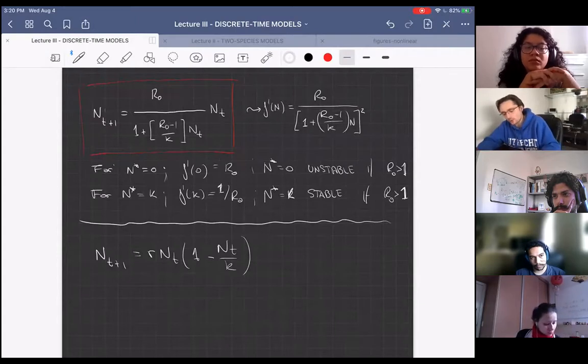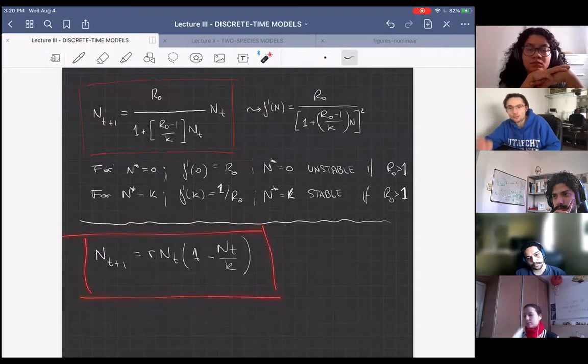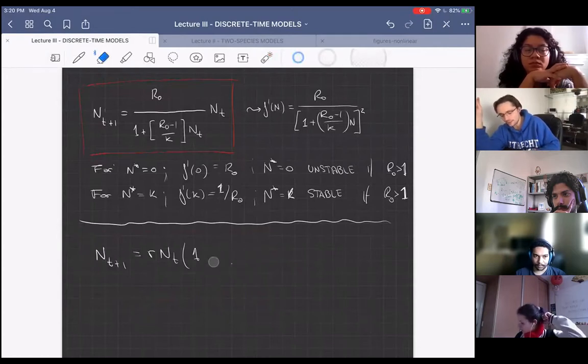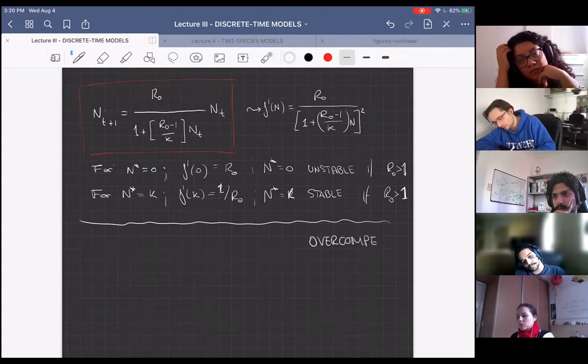And this is what I want to discuss in the last half an hour of today's lecture. I want to discuss with you how this model behaves. And you will see that this model, despite being extremely simple, is one of the models with more complex and rich behaviors you can find out there. It's extremely complex, the behavior that it has. This is the case of overcompensation.